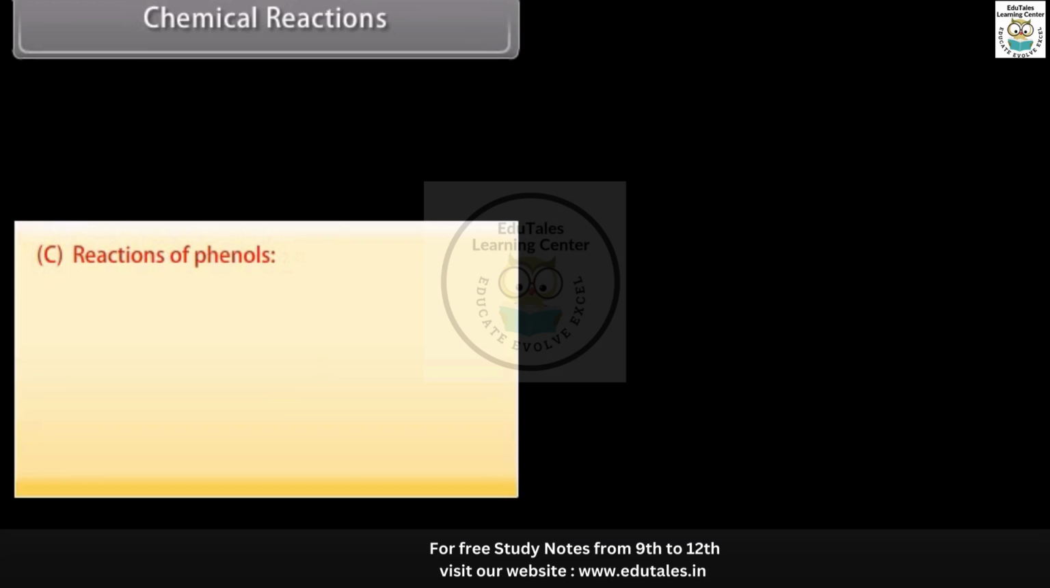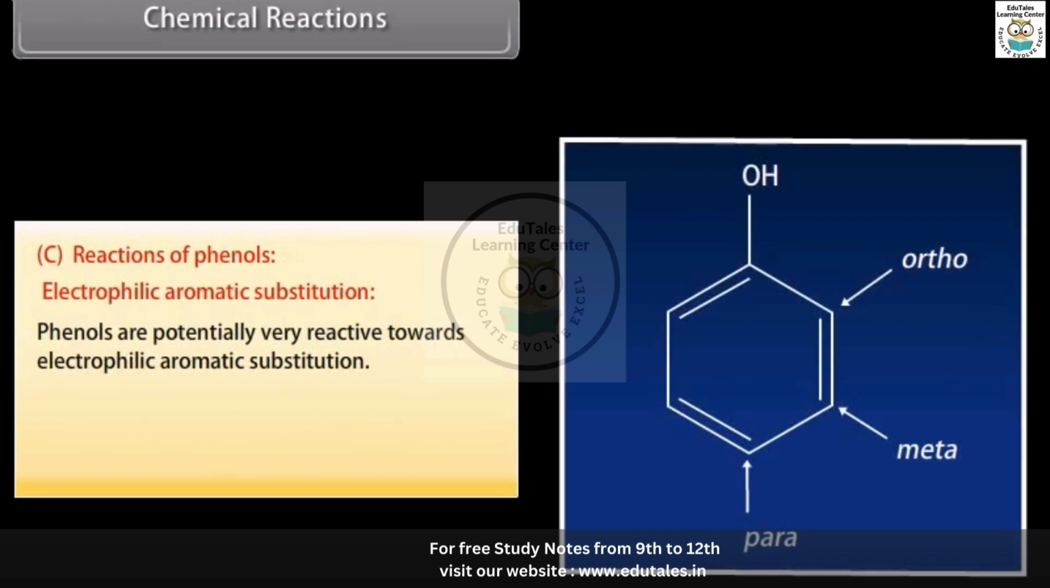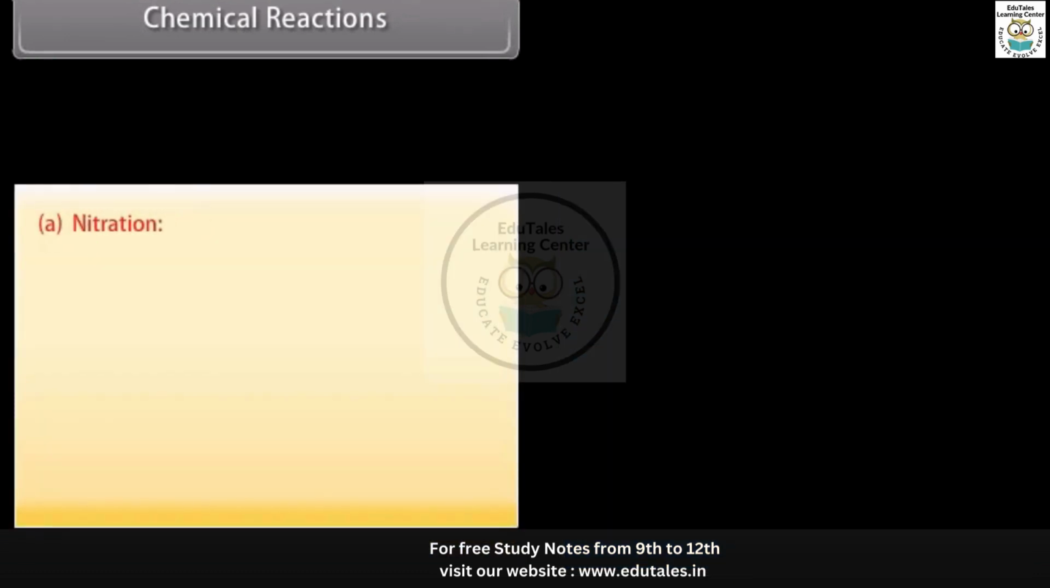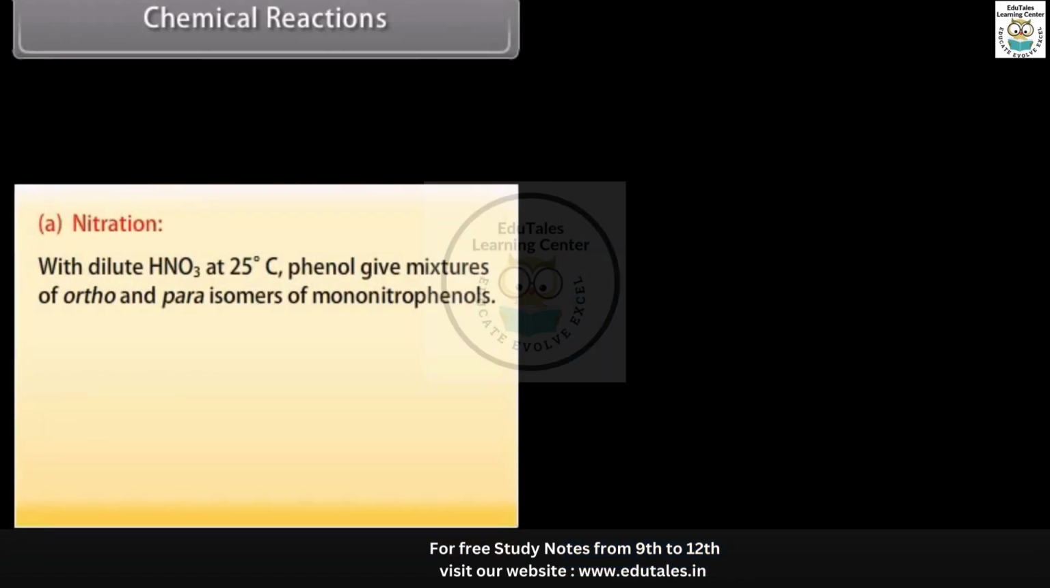Reactions of phenols. Electrophilic aromatic substitution. Phenols are potentially very reactive towards electrophilic aromatic substitution. This is because the hydroxy group is a strongly activating ortho-para-directing substituent. Nitration. With dilute nitric acid at 25 degrees Celsius, phenol gives mixture of ortho and para isomers of mononitrophenols.